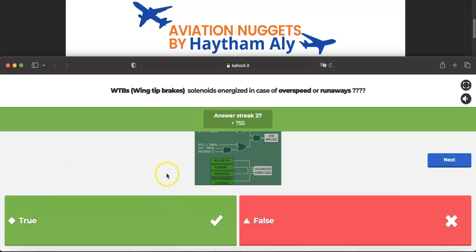This statement is true. So again, wingtip brakes solenoids energized in case of overspeed, yes. And in case of runaway, yes.